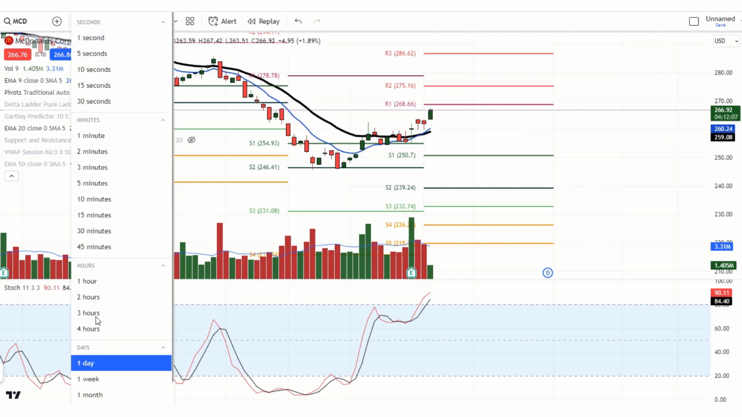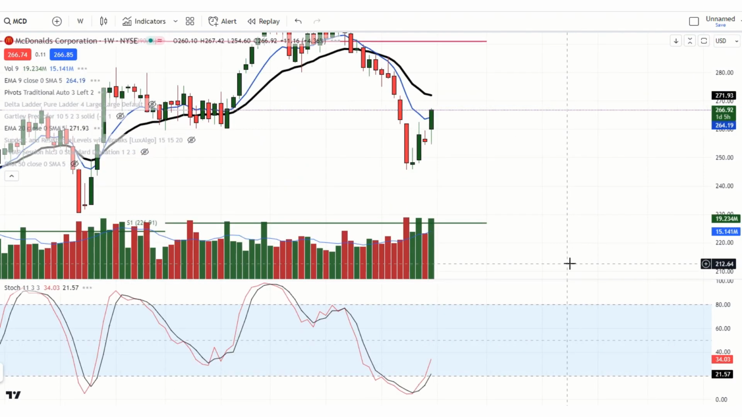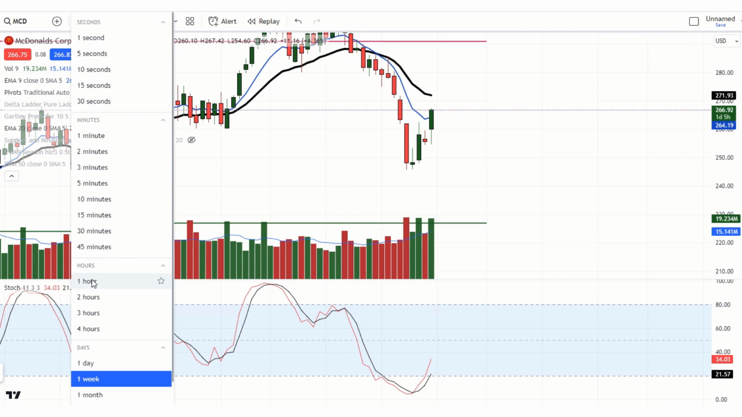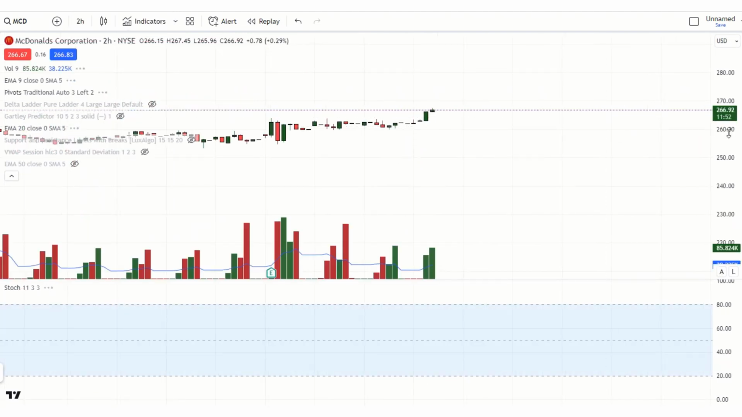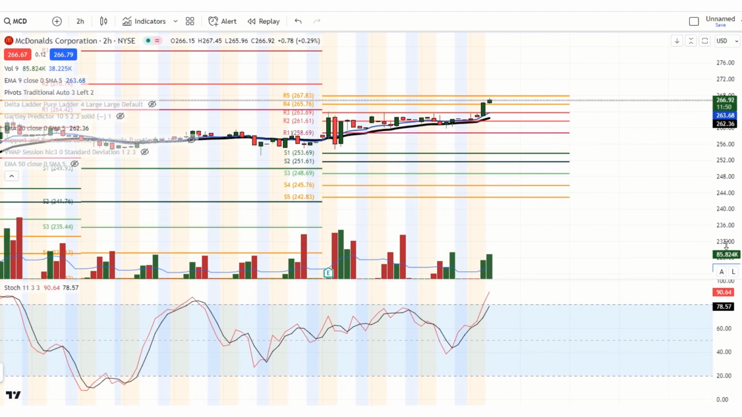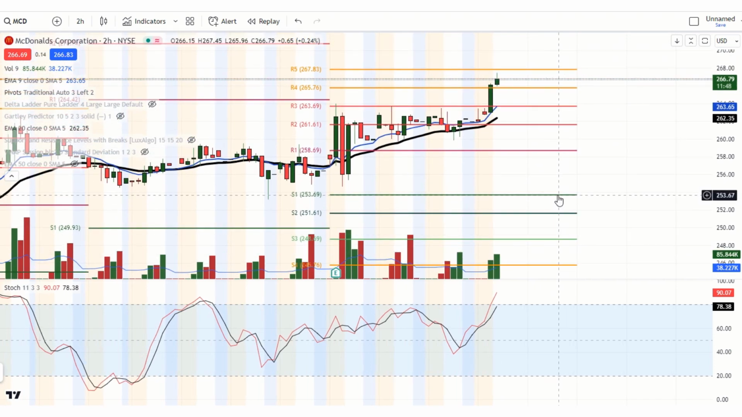So let's go over to weekly chart. Let's check the stochastic, and we're in the sweet spot, okay? We're in the sweet spot right here, okay? And then where is the resistance level on the weekly chart? 271.96. Right now, 266.92. Let's go over the 2-hour chart, because we're going to manage this one, okay?